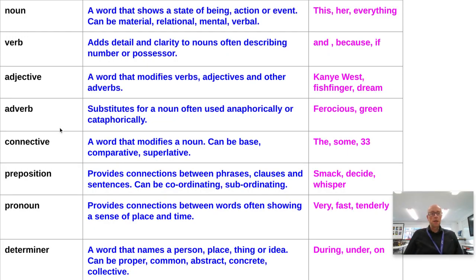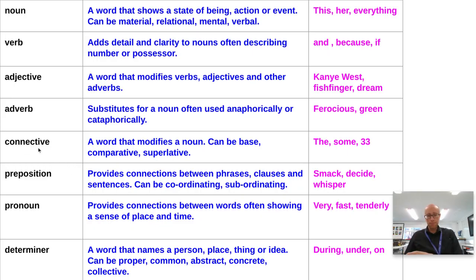Okay, we now move on to adverbs. And we'll talk a little bit more about adverbs later on after having done this table. But adverbs are words that modify verbs, adjectives, and other adverbs. So they've got multiple uses, which we'll talk about in a minute.